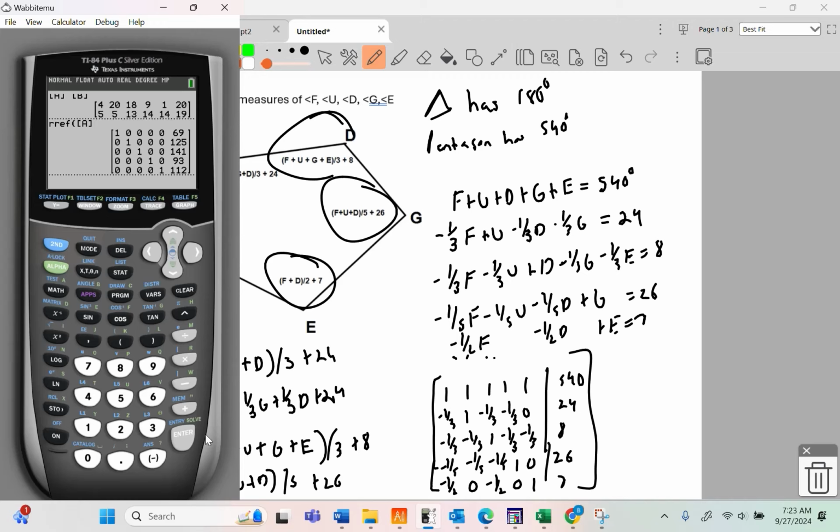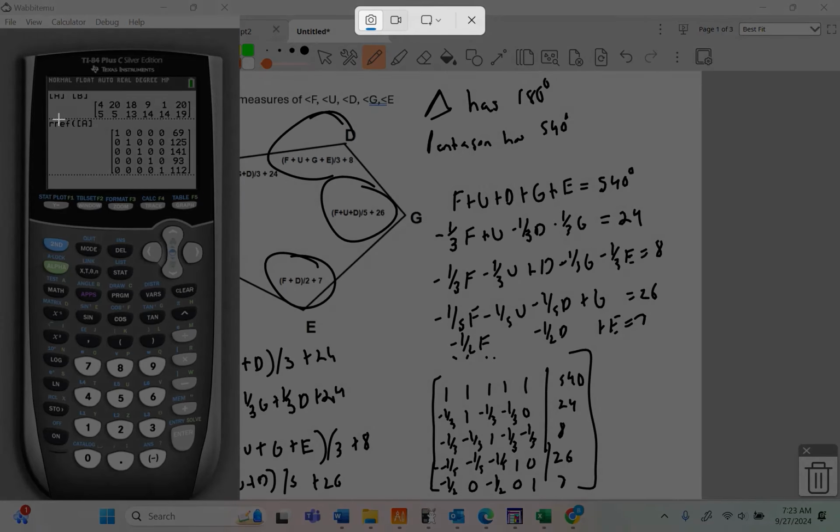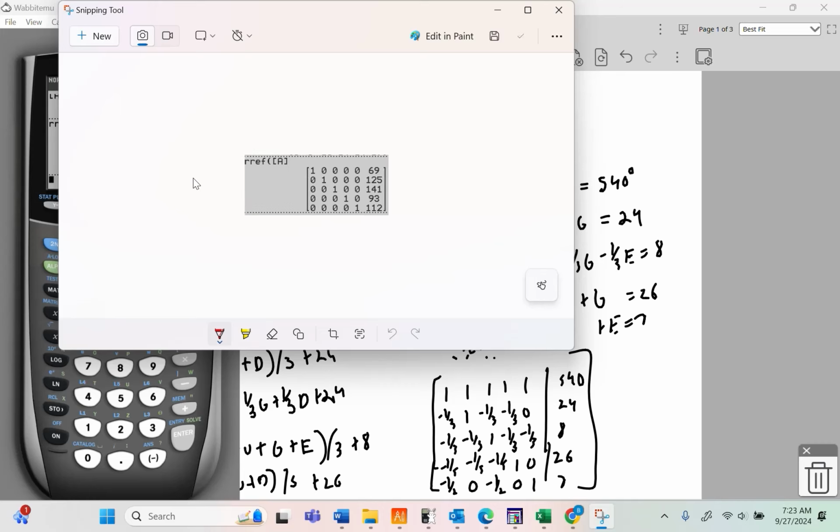Ta-da! Look at that, answers. Look how that works. So the hard part about this one was, you had to know something. You had to know a pentagon had 540 degrees because you could draw 3 triangles in it. And you had to write all those equations. It takes a minute.